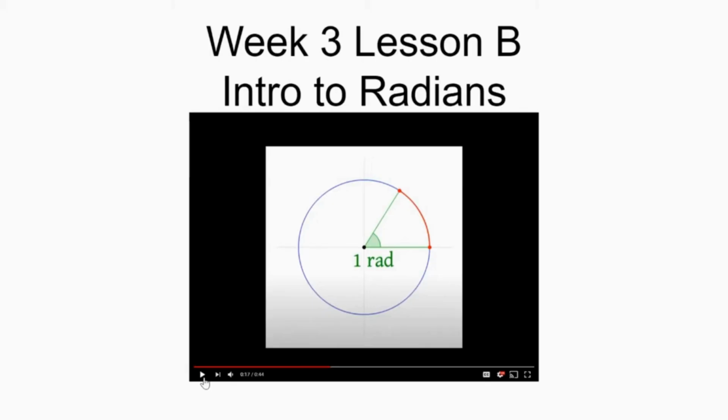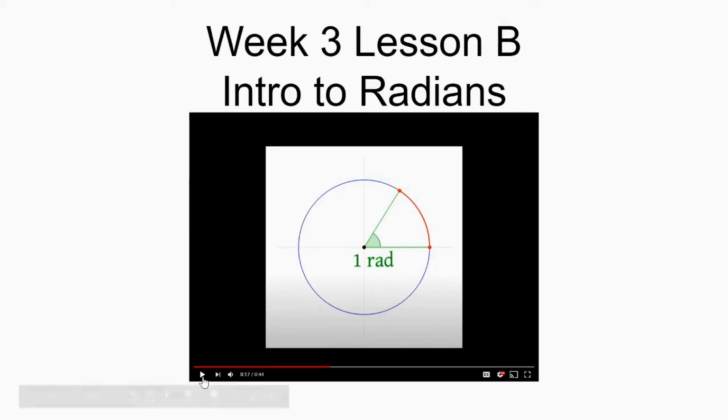That angle measure, that green one that's in there, is close to 57.3 degrees. So if I ask you to graph 57.3 degrees or ask you to graph 1 radian, it's going to look exactly the same.